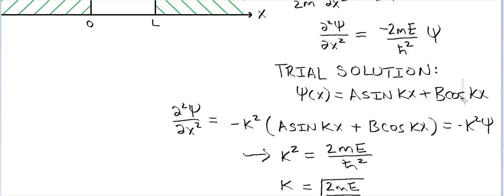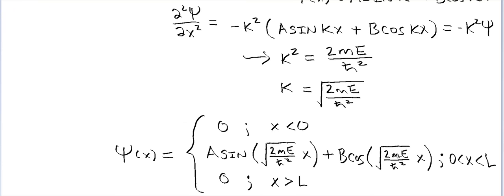So if we try this, let's see what happens. The second derivative of psi with respect to x is minus k squared times quantity a sine kx plus b cos kx, but that's just equal to minus k squared psi, right? That tells us that k squared needs to equal 2mE over h bar squared, or again that k is just equal to the square root of 2mE over h bar squared.